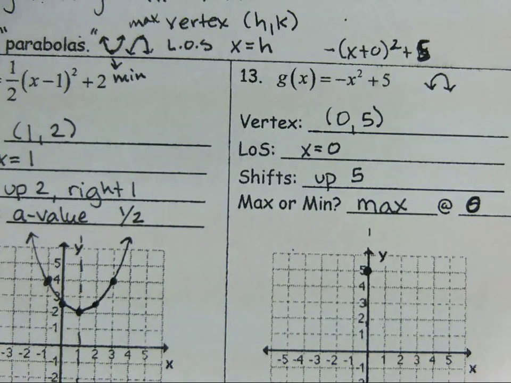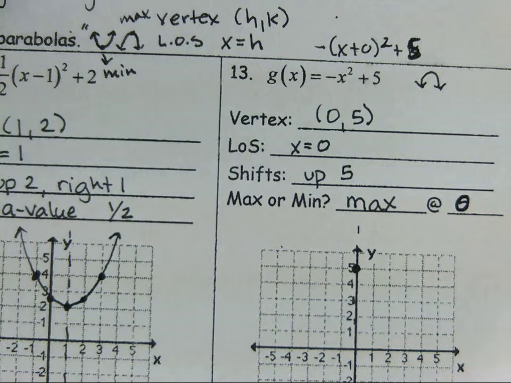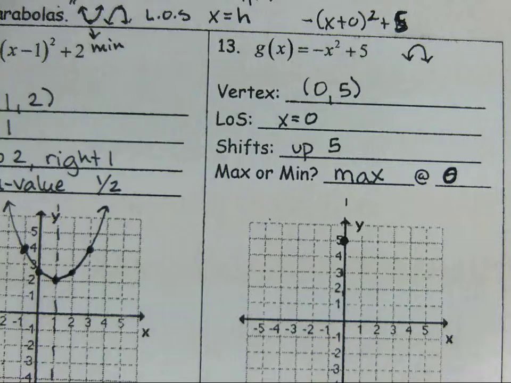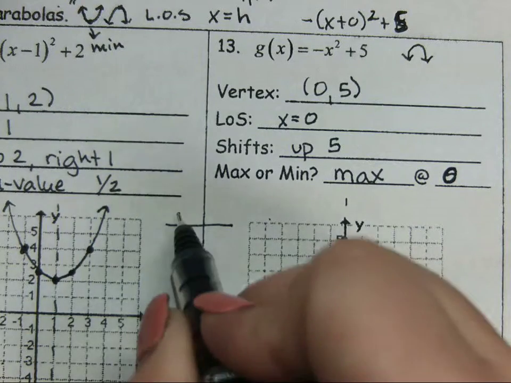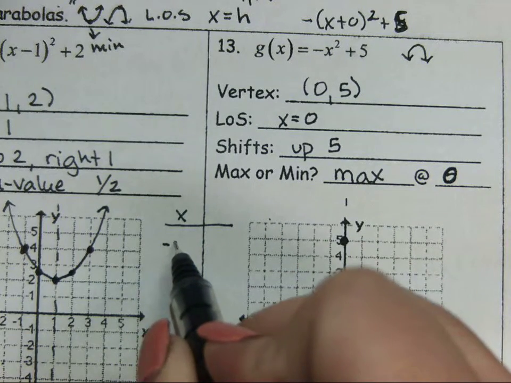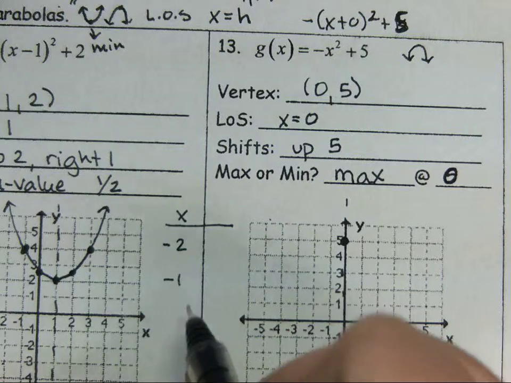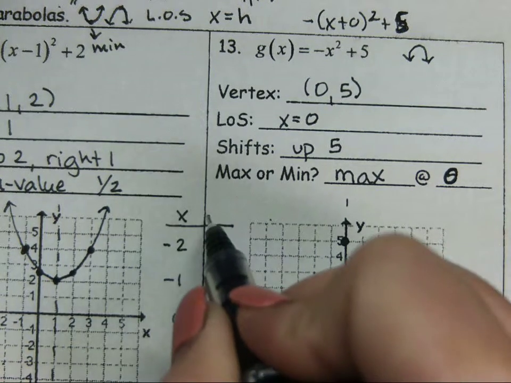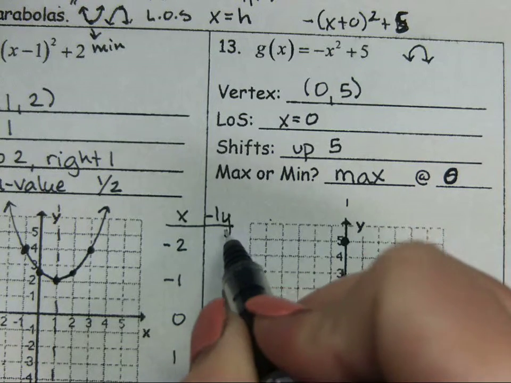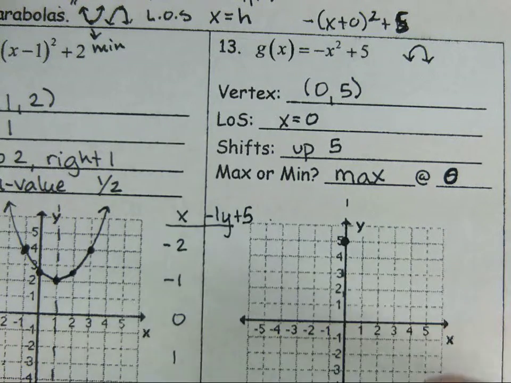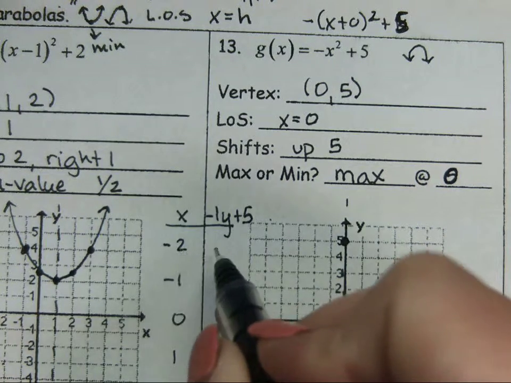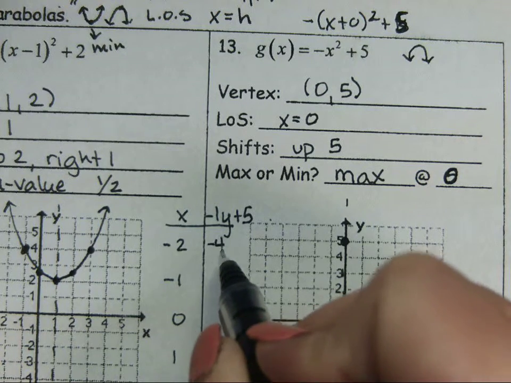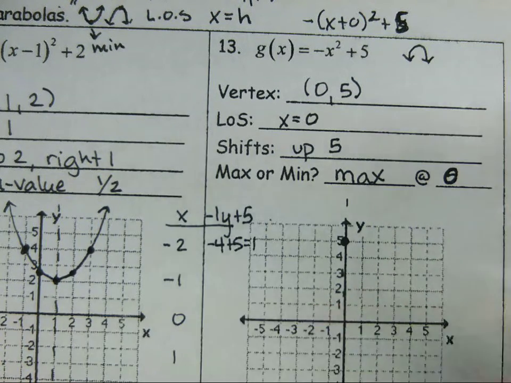And now with my input-output table, my x values didn't change, just the y values. And so when I look at these, all these x values that I normally am using, -2, -1, 0, 1, and 2, those don't change. But I need to take a negative times my output and then add 5. So my normal output would be 4, so I need -4 plus 5, which is 1.